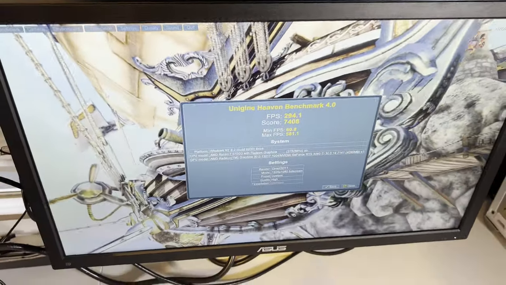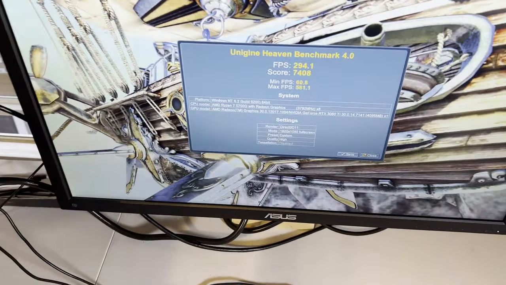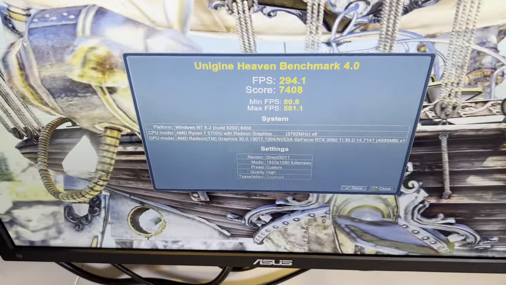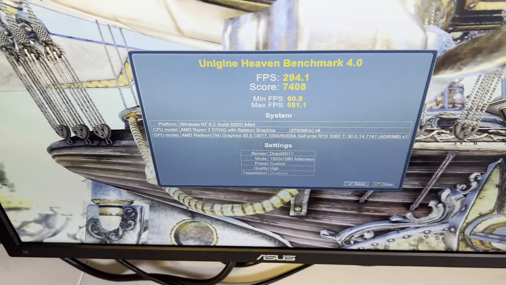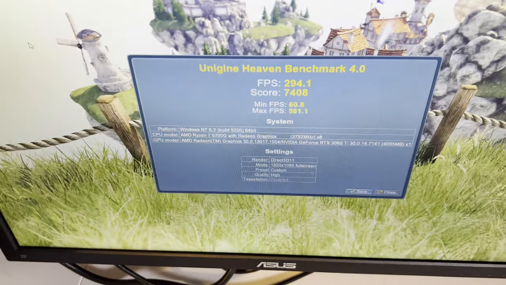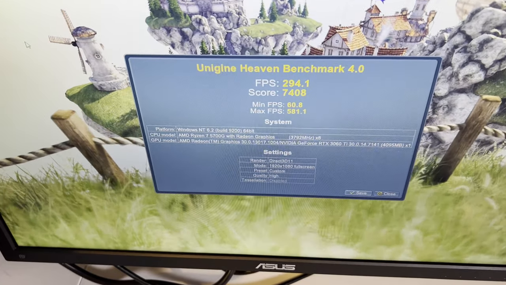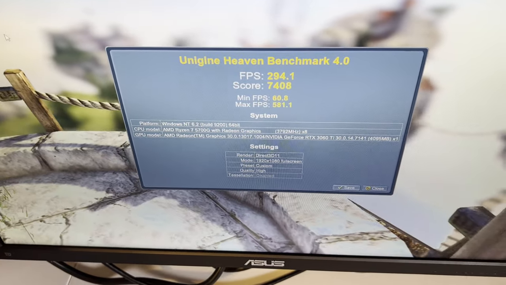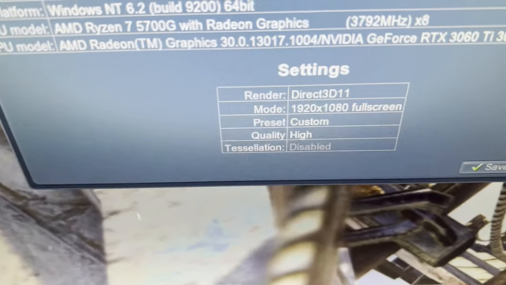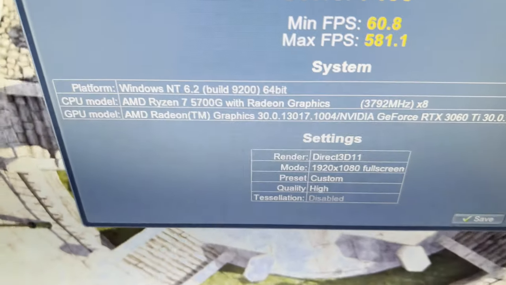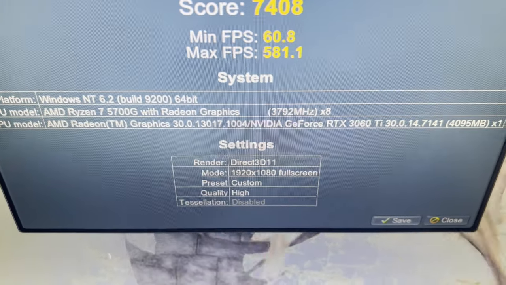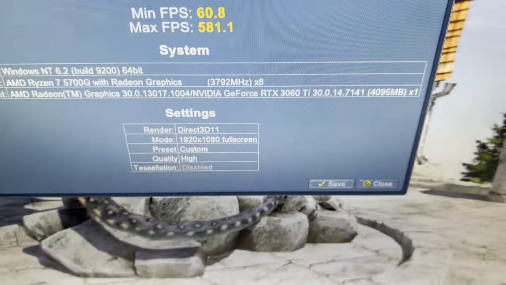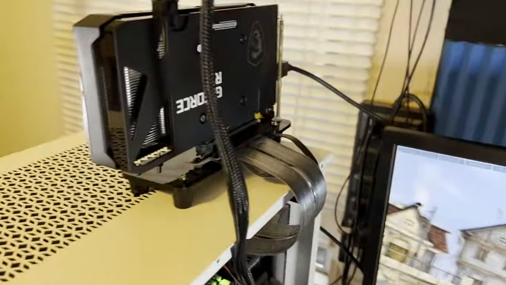Okay, now remember, this is a 1080p monitor on my workbench, and the refresh rate is set at 75. So we got a score, and this is no tweaking, of 294.1 frames per second, and the score is 7408. Minimum frames at 60, maximum frames 581. Full screen, plus some high. And there's all the stuff right there. Graphics card, 3060 Ti. All right, so there we have it. It works.